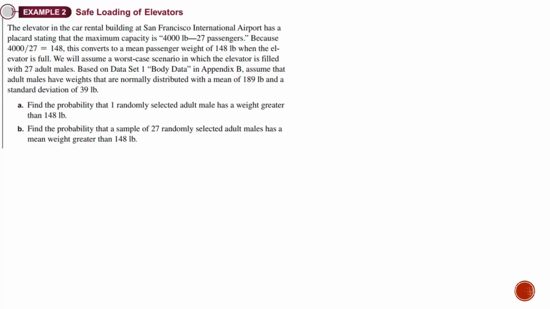So let's write these numbers down. Our mean is 189, our standard deviation is 39. This is already worrisome to me because this converts to a passenger weight that's much less than the mean male. But let's actually do the numbers. We already know that either that sign's dangerous or the elevator can hold a lot more than 4,000 pounds, but we'll see that.